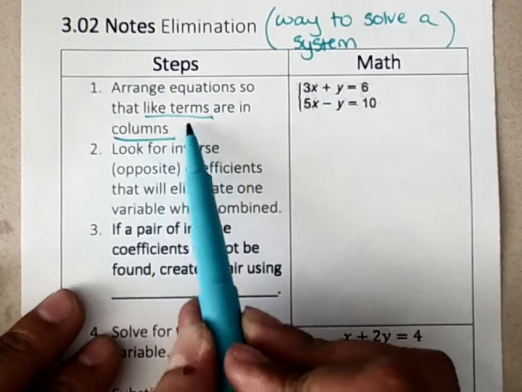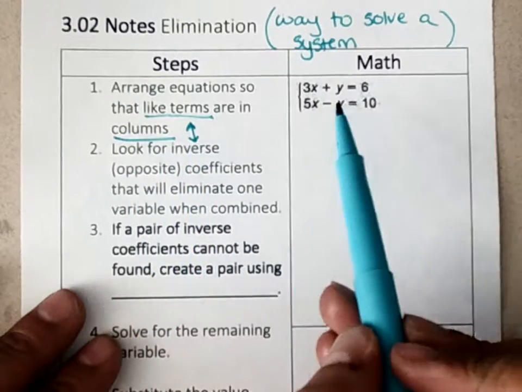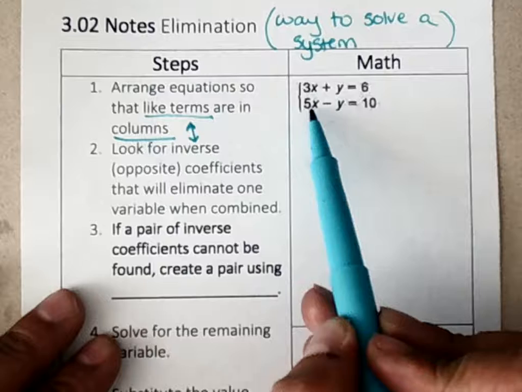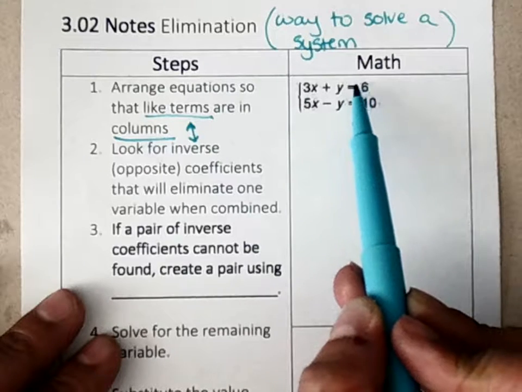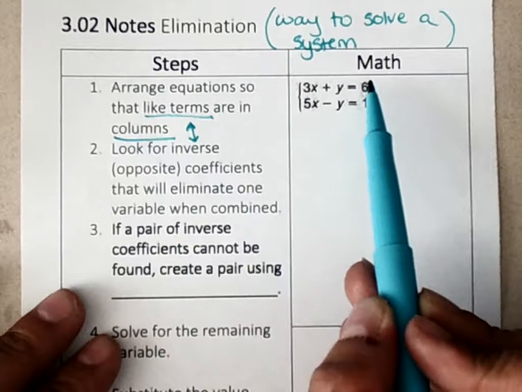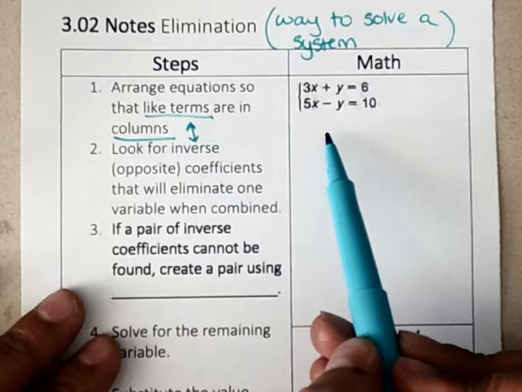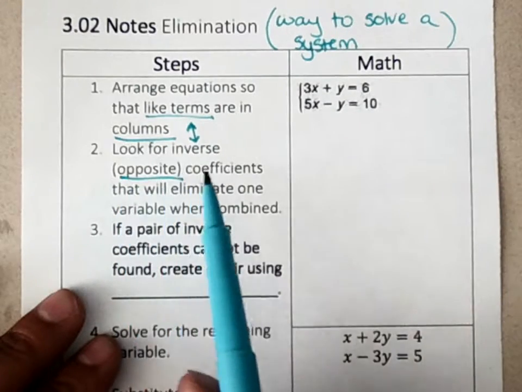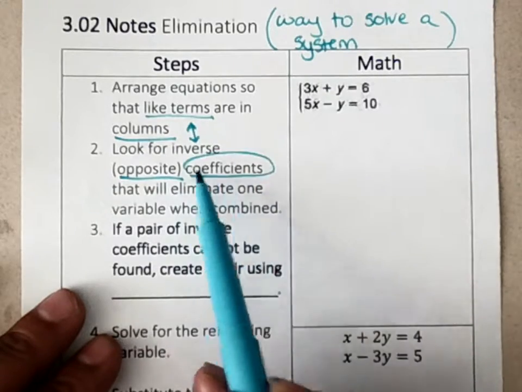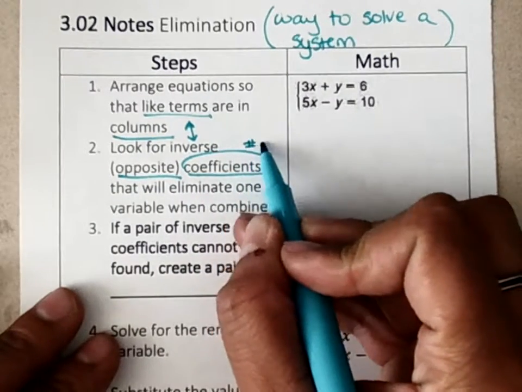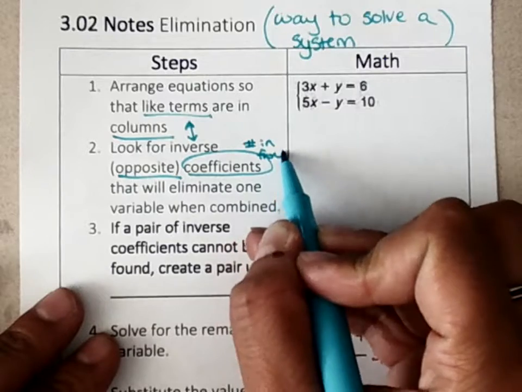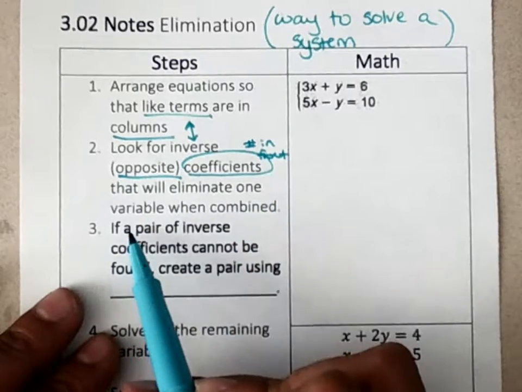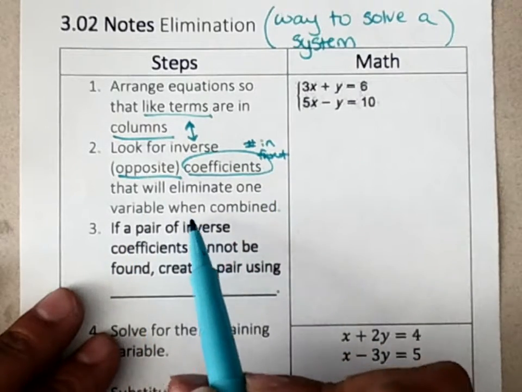Remember columns go up and down. Luckily for us in the first example, x is on top of x, y is on top of y, the equal signs are also on top, and the numbers are on top of each other, so we get to skip this step. The second thing we're going to do is look for inverse or opposite coefficients. Coefficients are the numbers in front of variables that will eliminate one variable when combined.